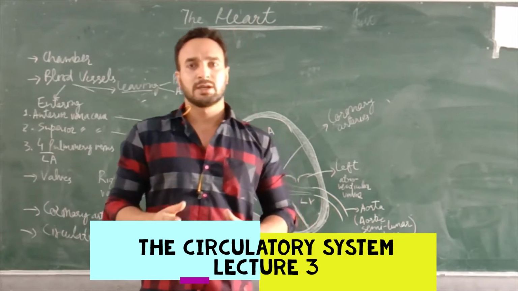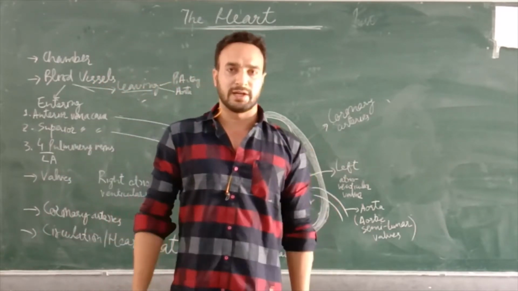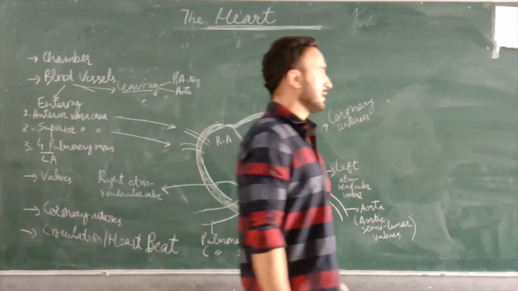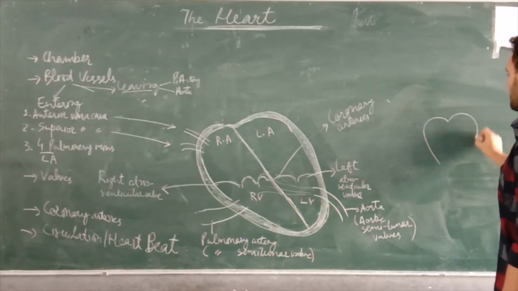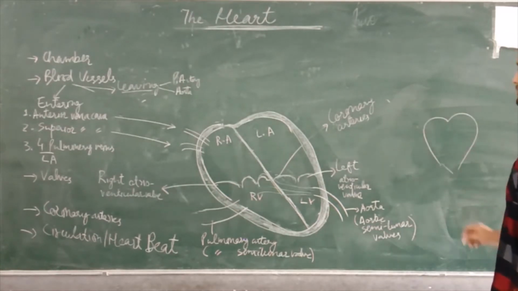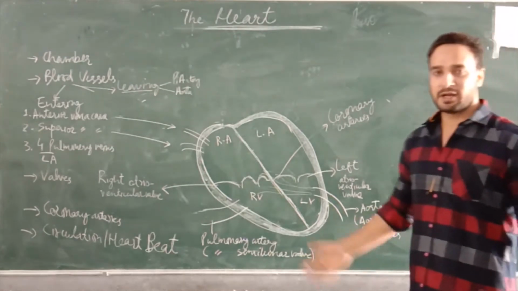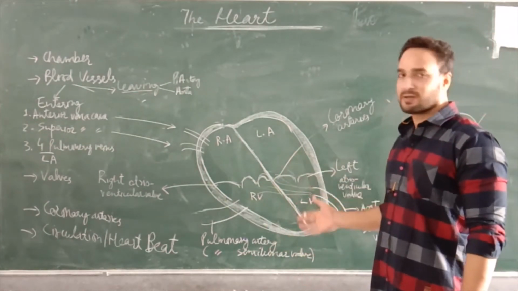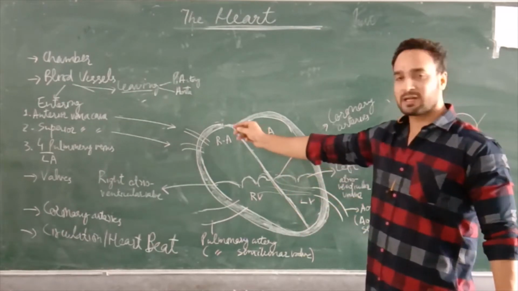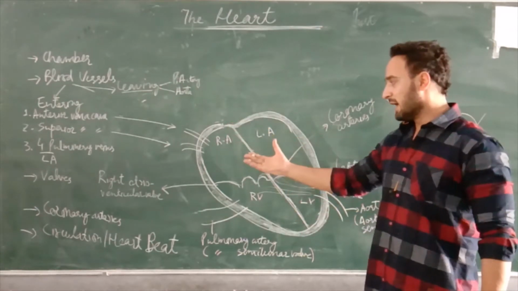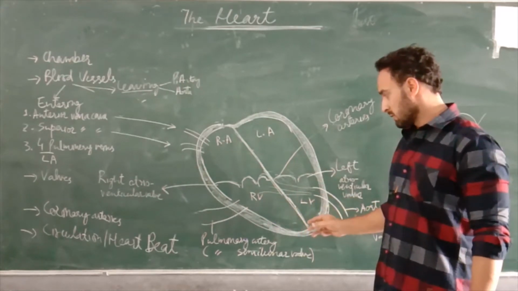The heart is slightly tilted towards the left side, right? The heart does not look like this, as most of you draw it. No, this is not the actual structure of the heart. The actual structure of the heart is somewhat like this. It has an apical notch, okay, and it is slightly tilted towards the left side.